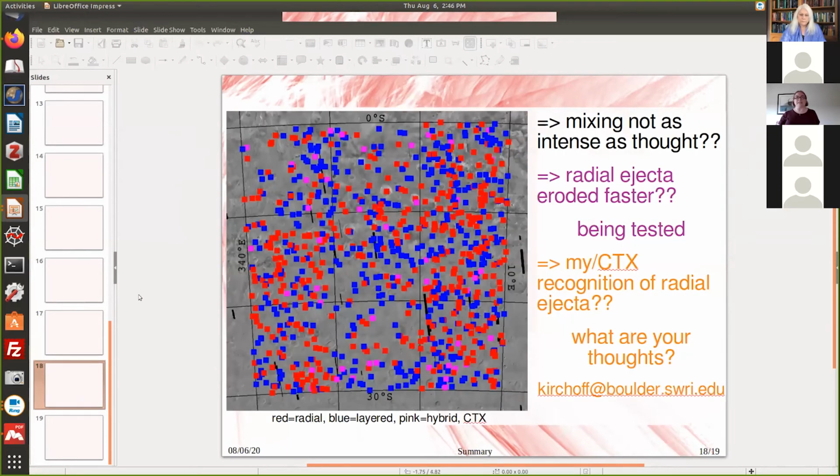So, back to the question slide, I haven't really answered any questions yet. As I said, whether radial ejecta is eroded faster is being tested, which I'll talk about next. But I just want to know, what are your thoughts on some of these interpretations I've shown today? If you don't want to talk about it here, you can email me, and I look forward to hearing comments about that.